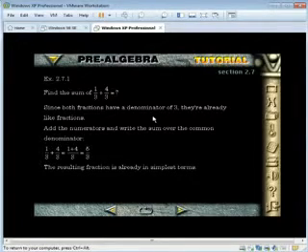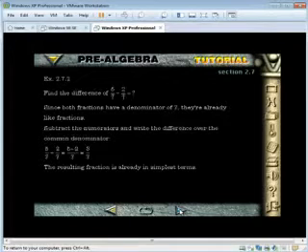Example 2.7.1. Find the sum of 1/3 plus 4/3. Since both fractions have a denominator of 3, they're already like fractions. Add the numerators and write the sum over the common denominator. 1/3 plus 4/3 equals 1 plus 4 over 3 equals 5/3. The resulting fraction is already in simplest terms.